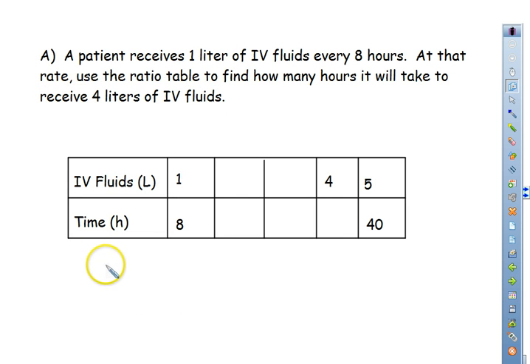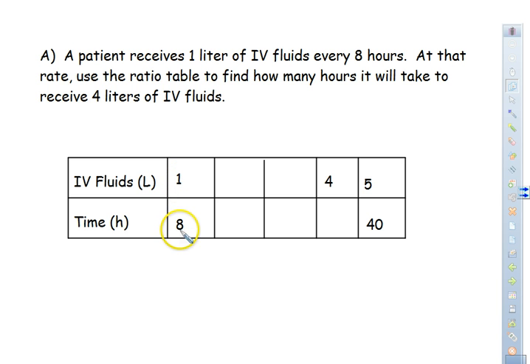So our first example, I'm going to let you hit pause and copy this down first so that you have this in your notes. It says a patient receives 1 liter of IV fluids for every 8 hours. At that rate, use the ratio table to find how many hours it will take to receive 4 liters of IV fluids.